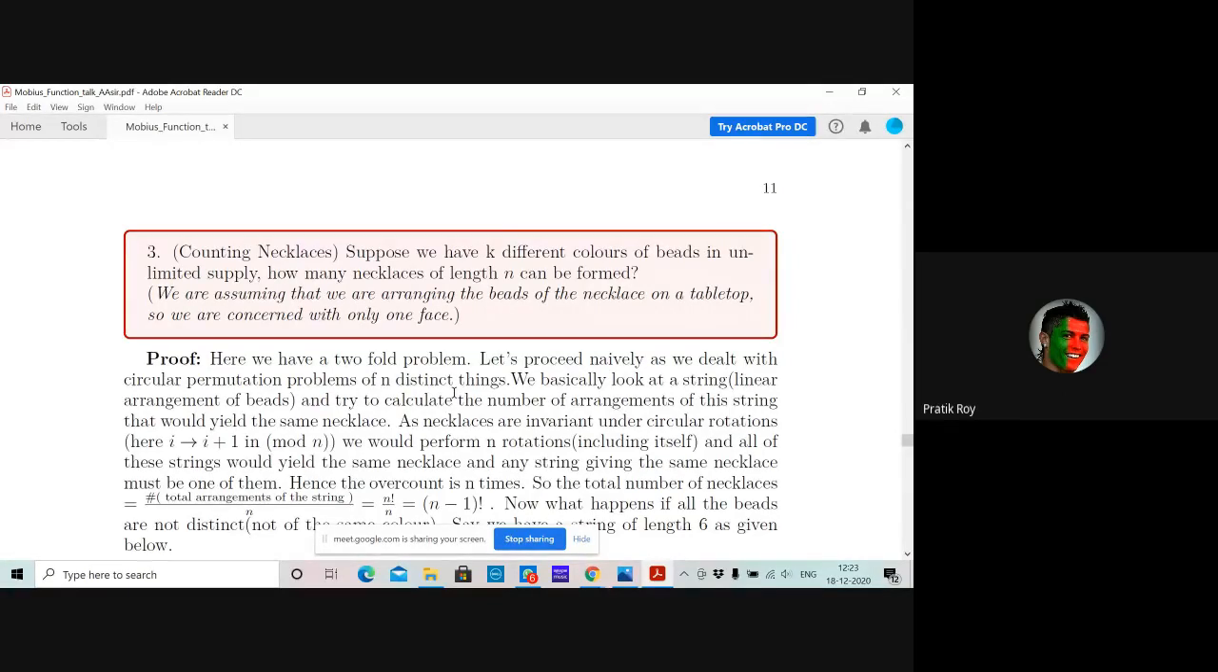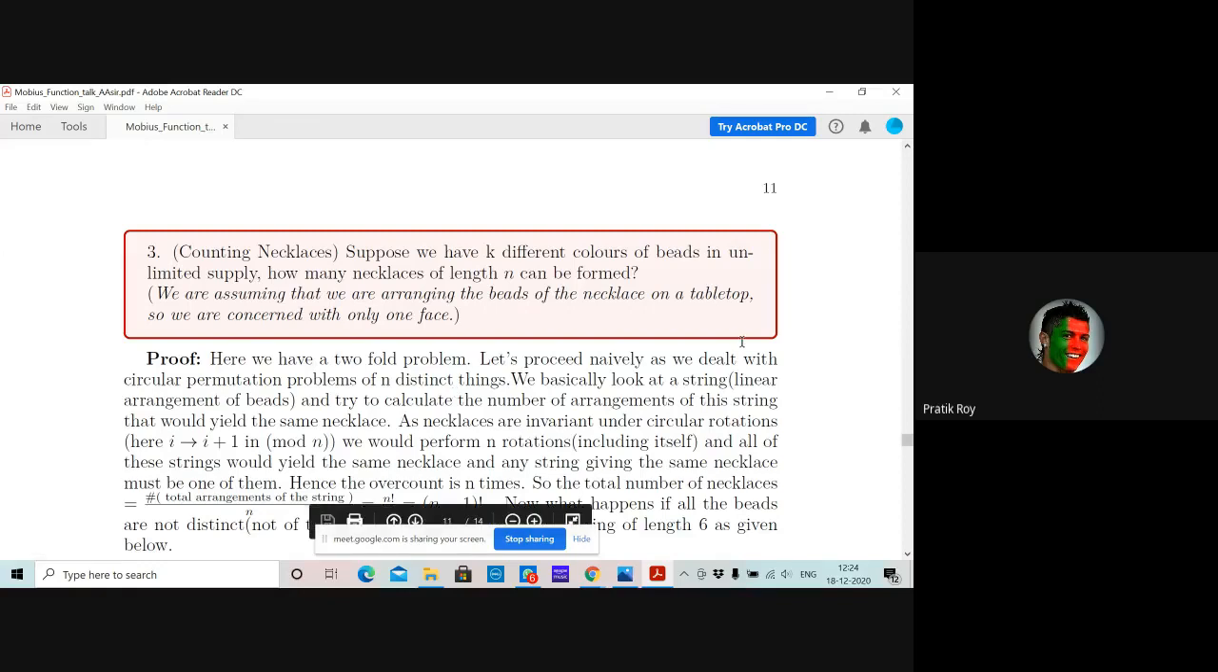First of all, I must define what we mean by distinct necklaces, because we want to count the number of different necklaces. What is the basic characteristic of distinguishing them? The one criterion that we must follow is that we are assuming we are arranging the beads of a necklace on a tabletop. So we are concerned with one face. Otherwise, there will be ambiguity about which side we are seeing, and that would result in the same necklace having two mirror images when written on paper. Having that said, let's start with the problem.